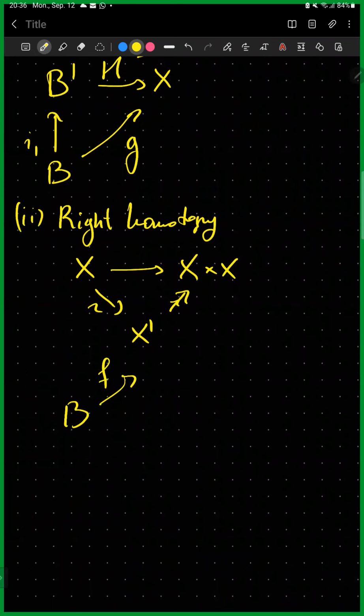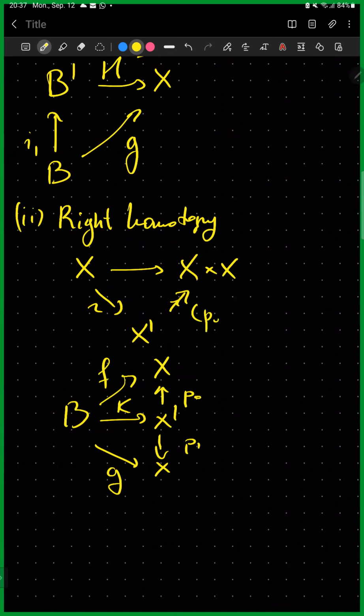So we have a map K, which is the right homotopy, which fits into the following diagram. So here we have pi0 and pi1. Pi0 and pi1 are projections from X prime to the factors in the product.